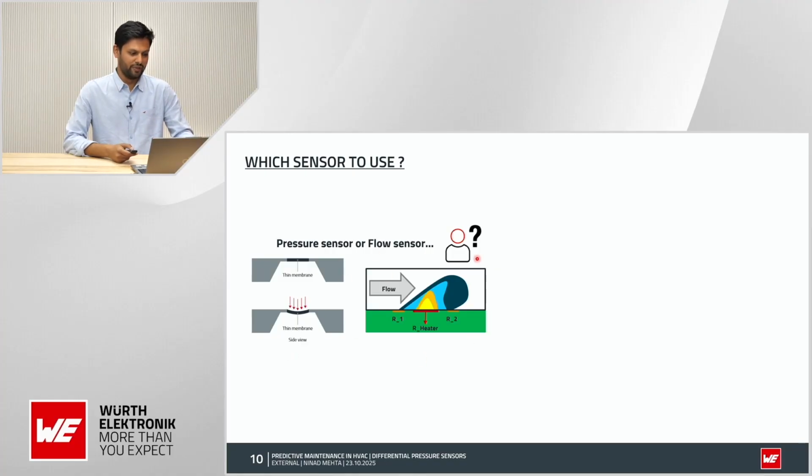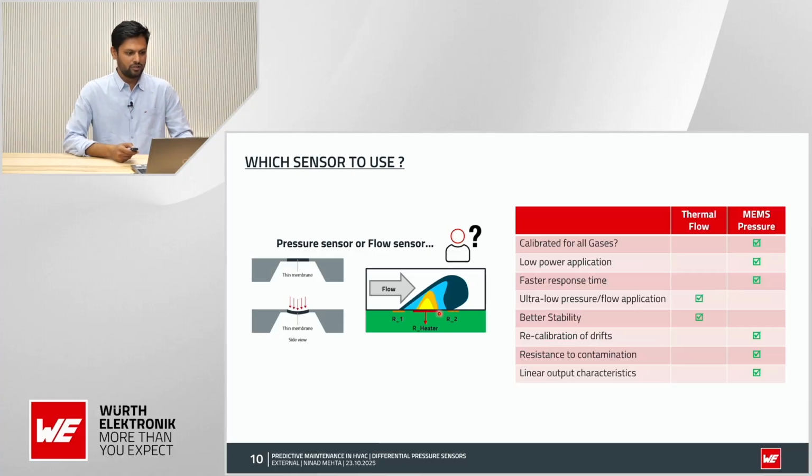And then there are flow based sensors, where you have one heater in the center which heats up the air, and then you have resistors which change their resistance based on the temperature. When the air flows, the heated air also flows with that, and the resistance of these two resistors changes, and from that you can compute the flow or also the pressure flowing inside a closed system. So how do you choose which sensor to use for your system?